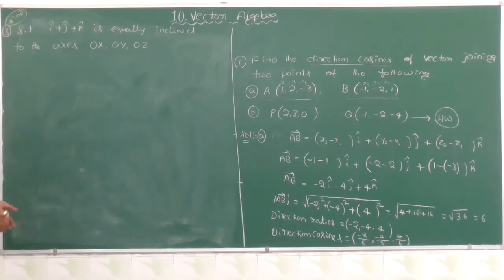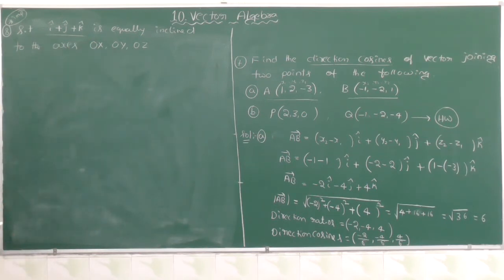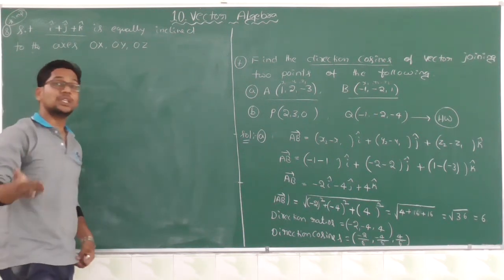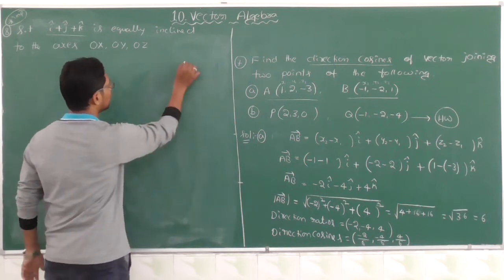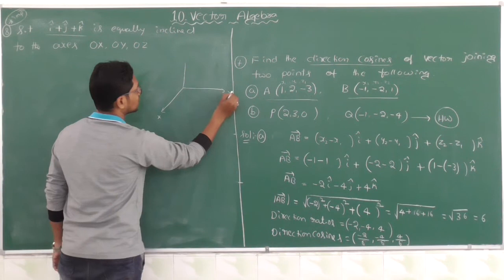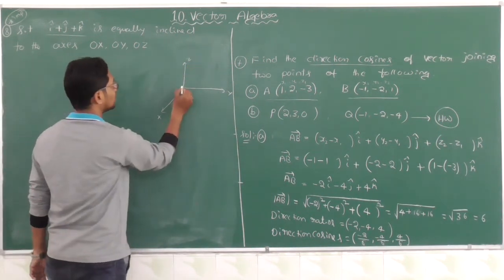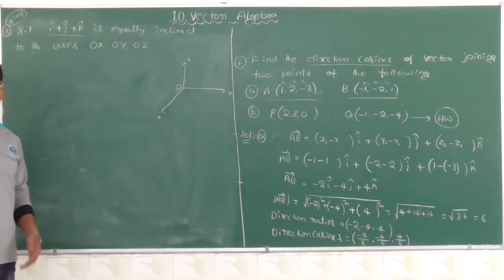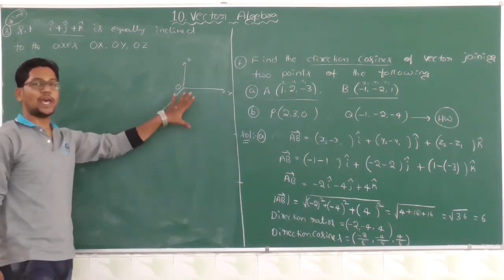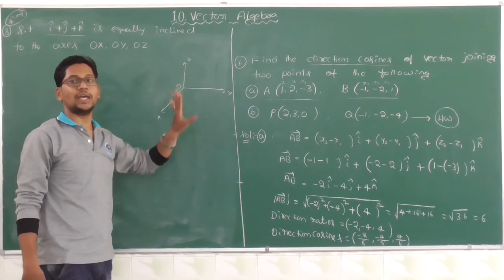Okay, you just say show that i cap plus j cap plus k cap, that is the vector, is equally inclined to the axis. Here we have three dimensional space x, y and z, with the origin. What we have to do? This vector is equally inclined to the axis.